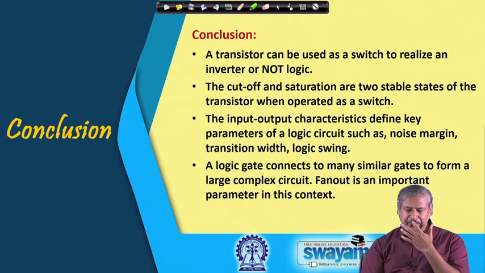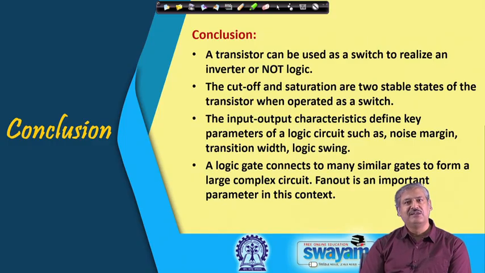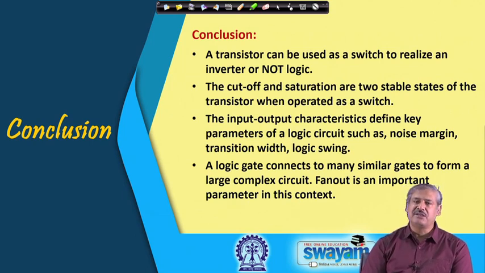So, a quick summary: the transistor can be used for a NOT logic. The cutoff and saturation are two stable states. We have seen the input and output characteristics, and from that we have derived some very important generalized terms, noise margin, transition width, logic swing, and we have taken up one example case and put some values and understood its significance. Fan out is also another important parameter, and we have seen what it is, what it means, its significance, and how to calculate it.